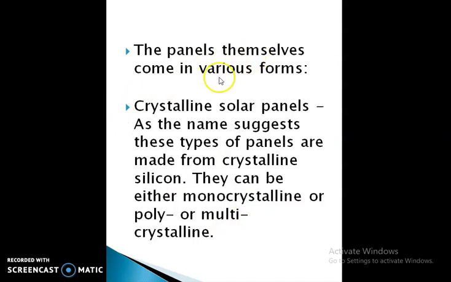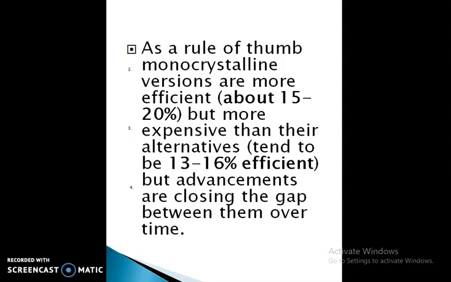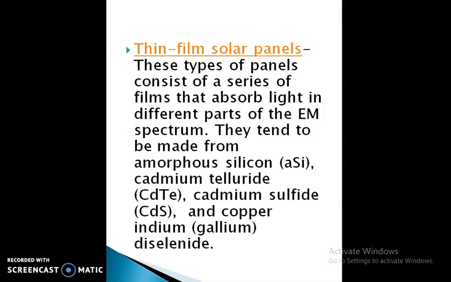The panels themselves come in various forms. Crystalline solar panels. As the name suggests, these types of panels are made from crystalline silicon. They can be either monocrystalline or polycrystalline, or multicrystalline. As a rule of thumb, monocrystalline versions are more efficient, about 15 to 20%, but more expensive than their alternatives. Polycrystalline tends to be 13 to 16% efficient, but advancements are closing the gap between them over time.